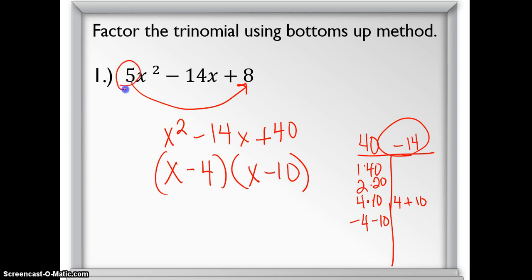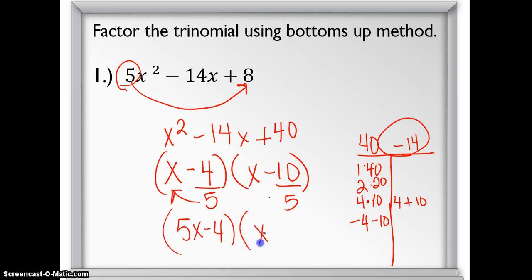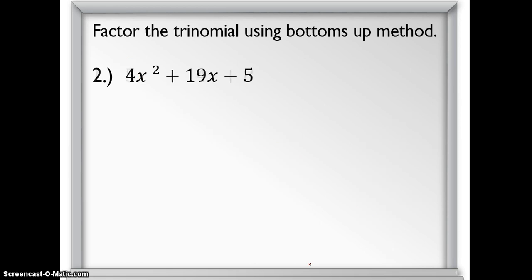Same step until you get to here. What is my coefficient? It is 5. So now you're going to divide both of these by 5. This can't be simplified any, so you take it and move it, and now you have 5x minus 4. This can be simplified to 2, so now you have x minus 2. This is your final answer. You can check it with FOIL or a box.